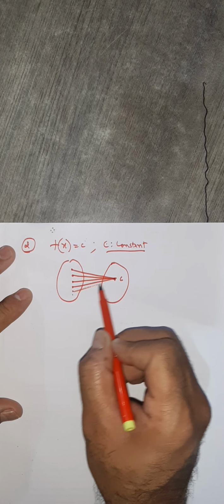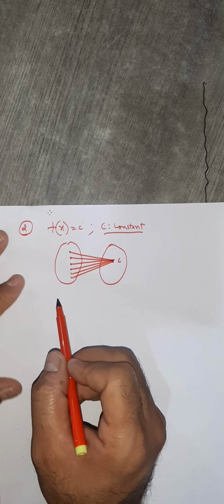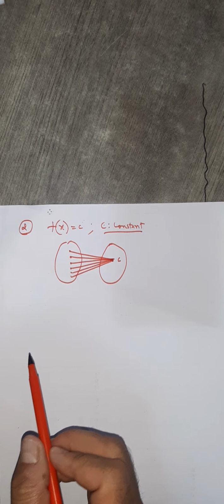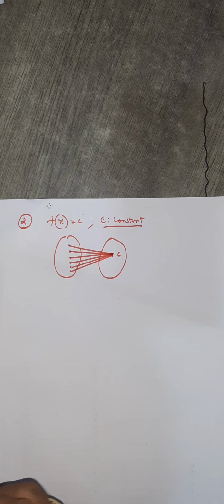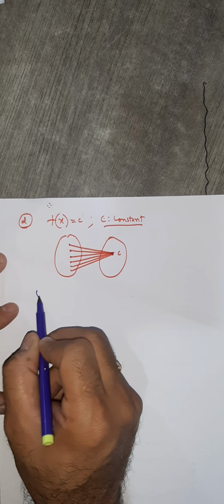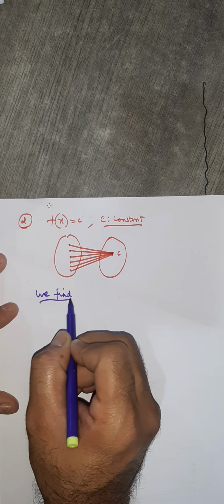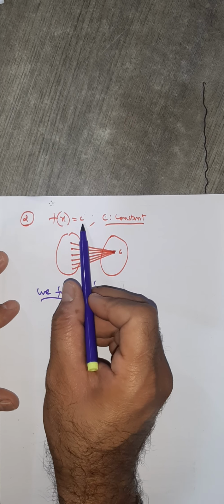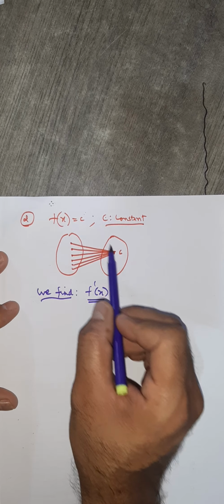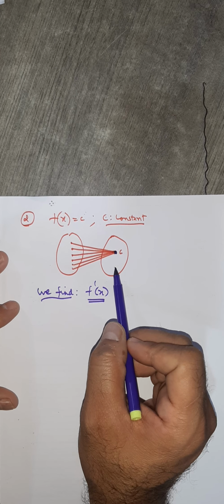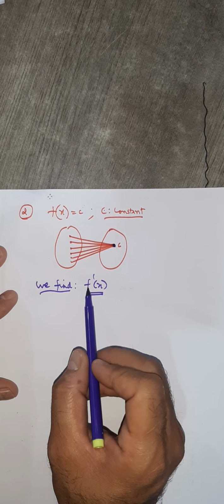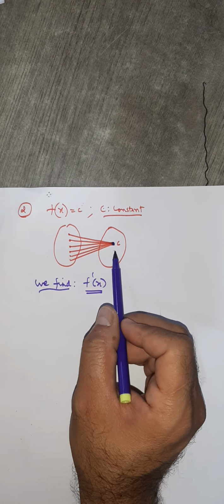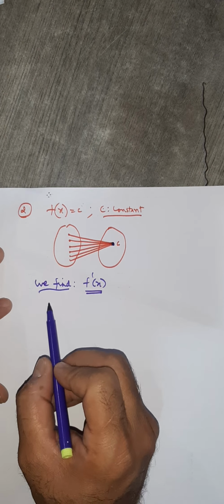The function never changes its value. f(x) equals c. c is there on the right hand side. x is not there. Such a function is said to be a constant function. We want to find f dash x. Now, I already mentioned in the beginning, if the function is constant, that means there is no change. Every time the value of the function is c only. What is f dash? It's a derivative. What does derivative measure? Change. If there is no change, then the change should be 0. So here you will see that the derivative will be 0.